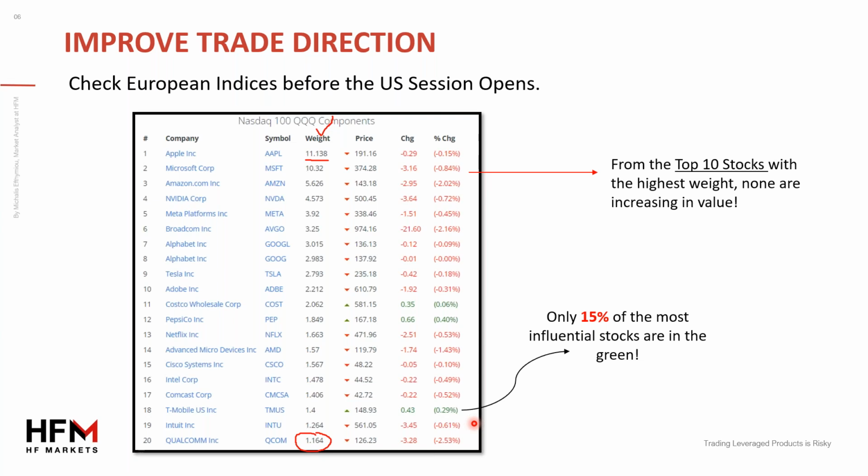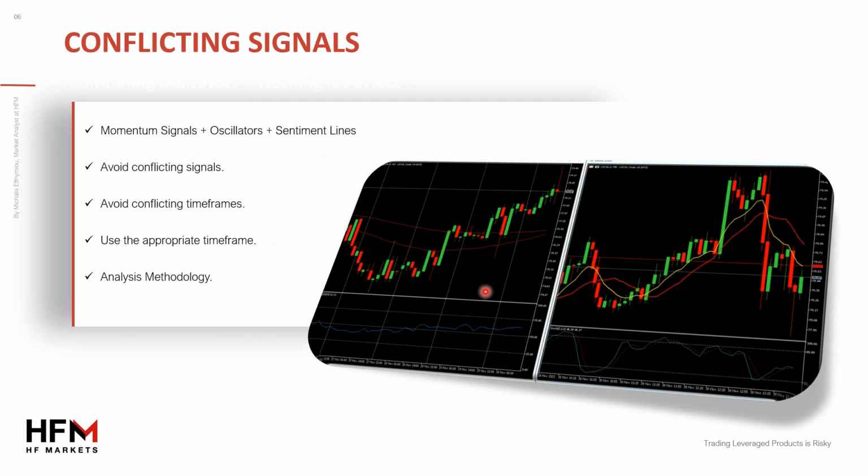In addition to looking at the DAX and the CAC and European stocks before the US stock market opens, go to Google, type in NASDAQ components, it will show you this. You can see how they're performing here. For example, here you can see the top 10 influential stocks are all declining. And again, you can use this as an example.